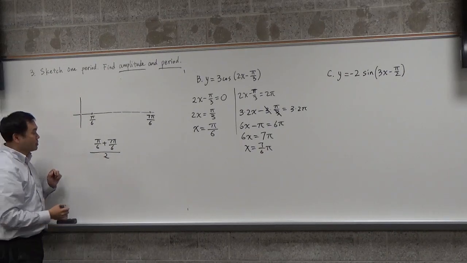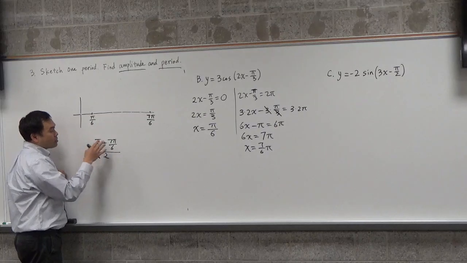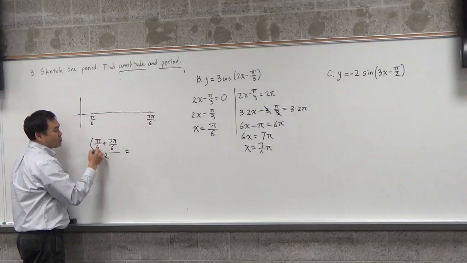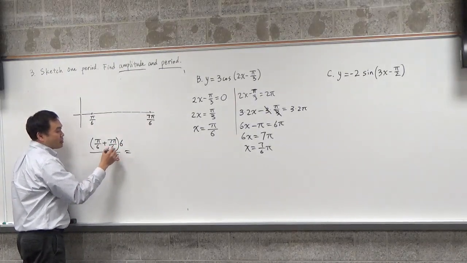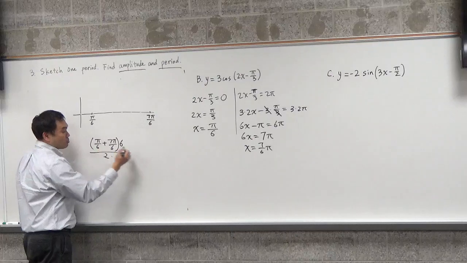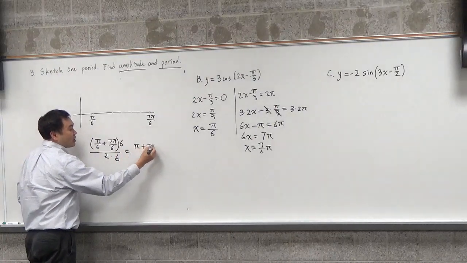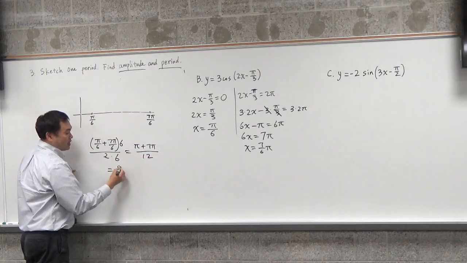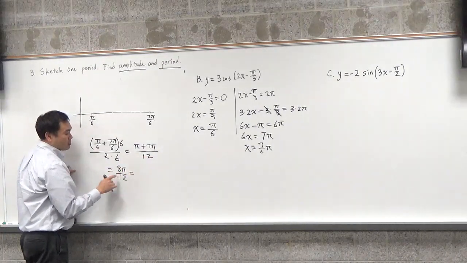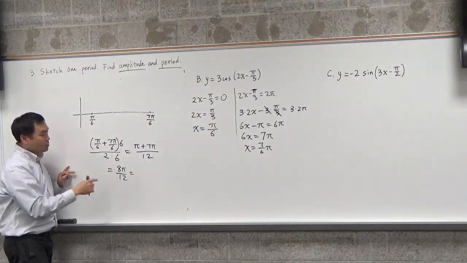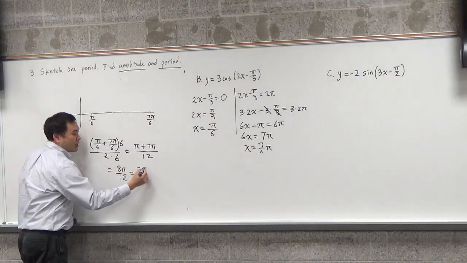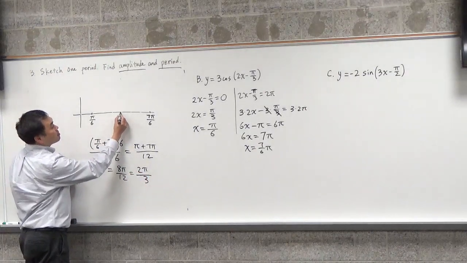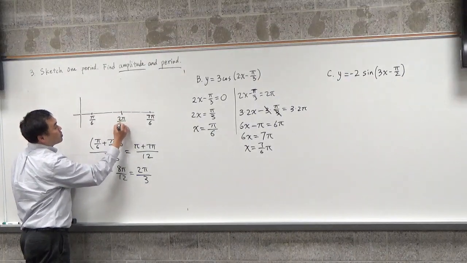4 pi over 3. Yeah. But while you can do that, the quickest method, when you have multiple fractions, is to multiply top and bottom by the denominator to get rid of the denominator. So you just have pi plus 7 pi divided by 2 times 6, which is 12, which is 8 pi over 12. They're both divisible by 4, right? So 8 divided by 4 is 2 pi, and 12 divided by 4 is 3, so 2 pi over 3. So this point right in the middle is 2 pi over 3.